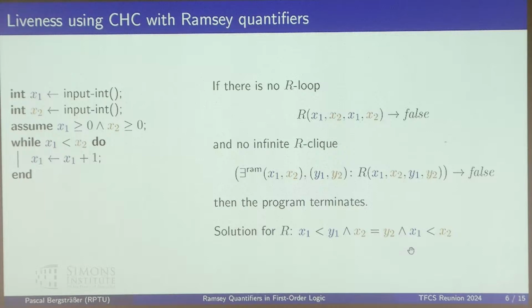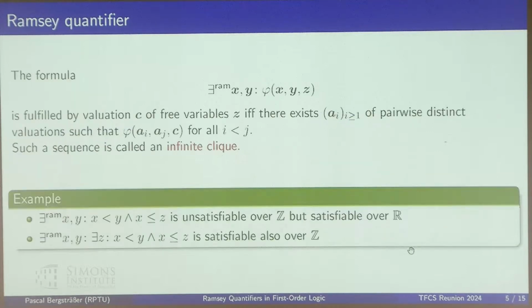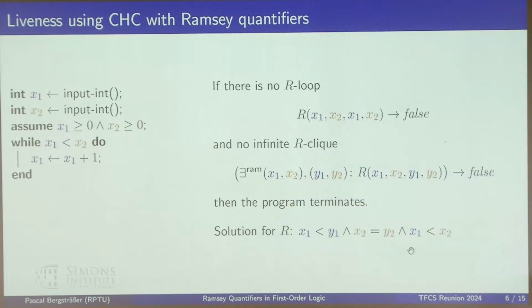This is actually quite the same example as we had here. The x1 is bounded from above by x2, and x2 does not change. So we cannot find an infinite clique. So this is actually fulfilled, and our program terminates, fine.